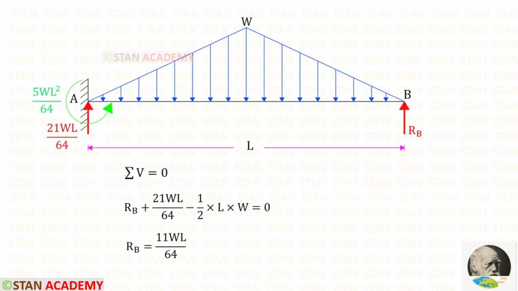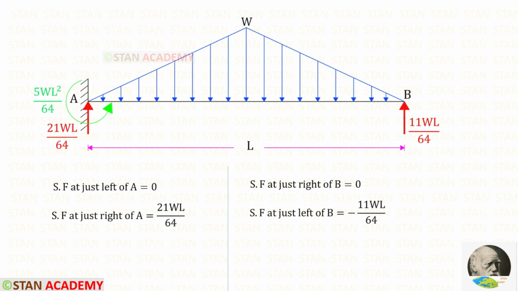Now let us apply the rule sigma V is equal to 0 and find RB. RA and RB are acting upwards, so both of them are positive. The UVL is acting downwards, so that it will be negative. For the UVL, the area is the total load. Finally, for RB, we will get 11 WL upon 64.